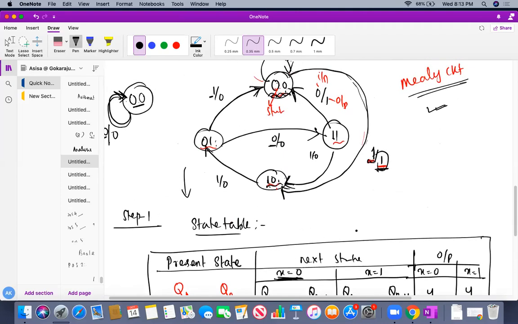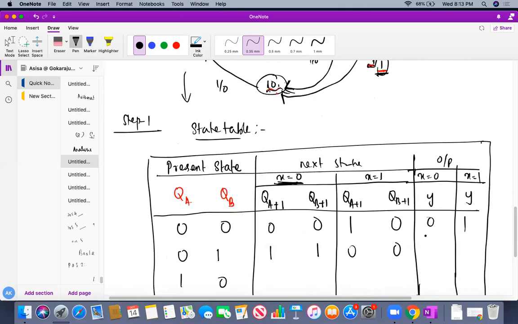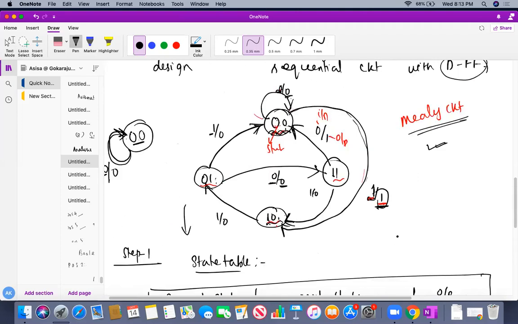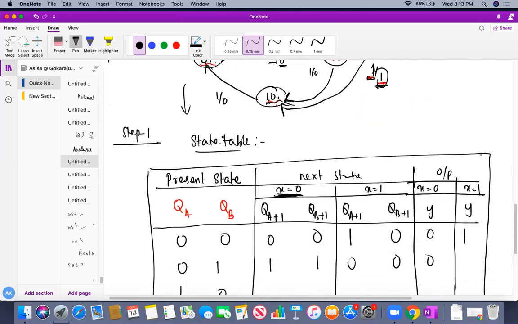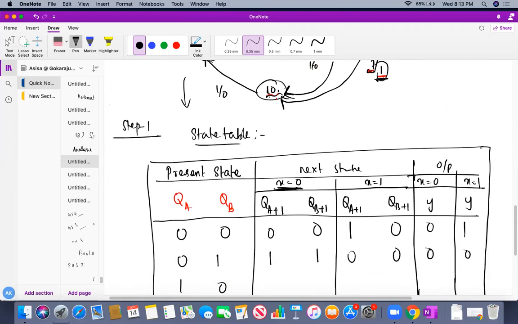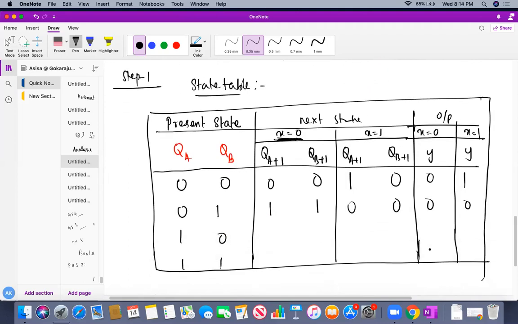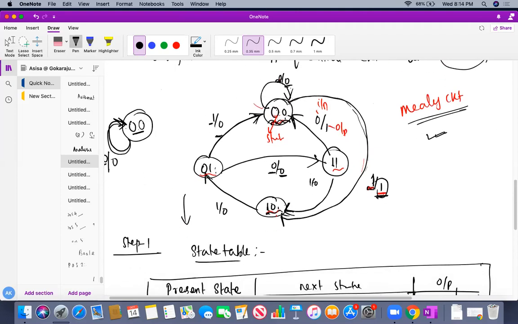Now tell me, what is my output? For input 0, I am getting output 0. And for input 1, what is my output? Output is 0. Do you all understand? This is the way you derive the state table from the state diagram. Now I am at which state? I am at state 1 0.